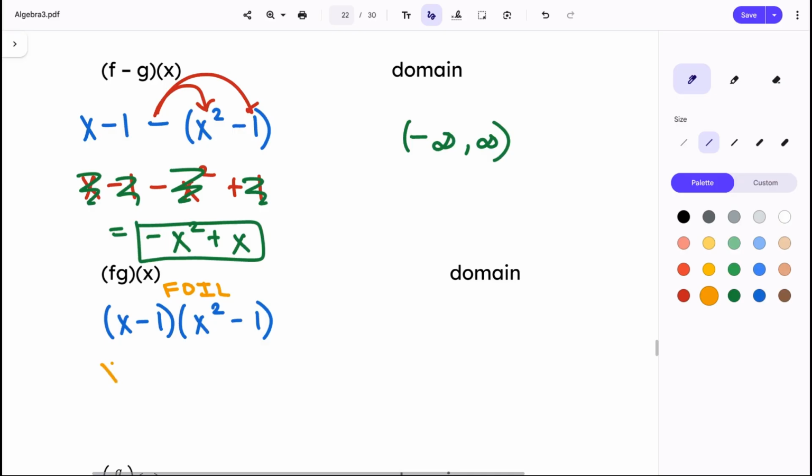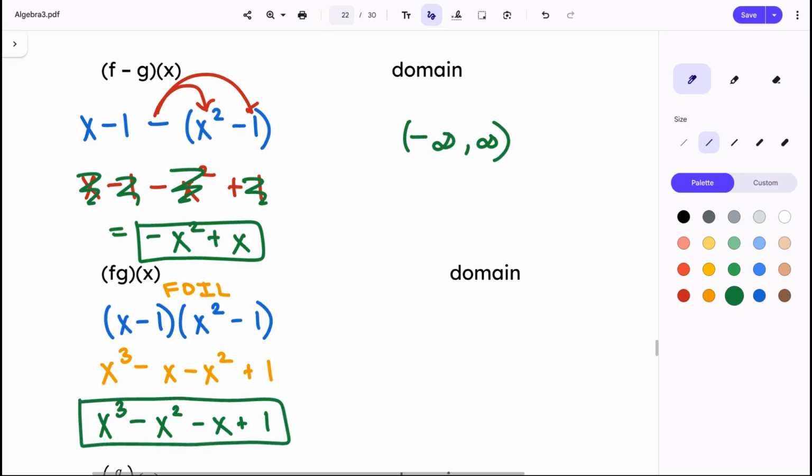x cubed minus 1 x, right? Because outside would be x times the negative 1. So I'm just going to write minus x. What would be your inside terms? I'm not going to write the 1 if that's okay. And then negative 1 times negative 1? Positive 1. The only thing I would suggest you guys do is write it in descending order here. So I would just switch those middle two terms around. It looks better if it's written in descending form.